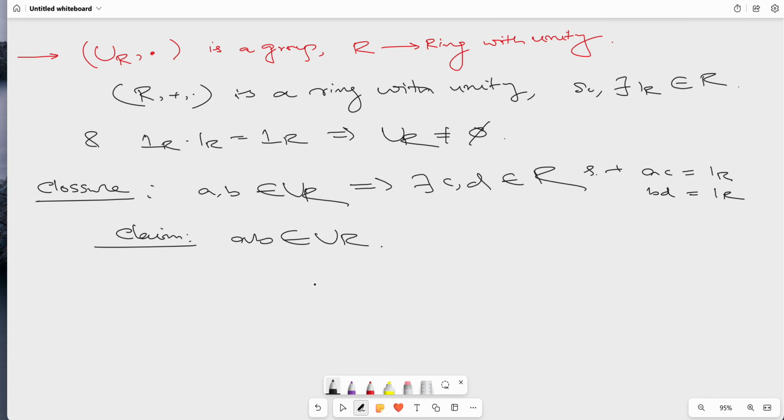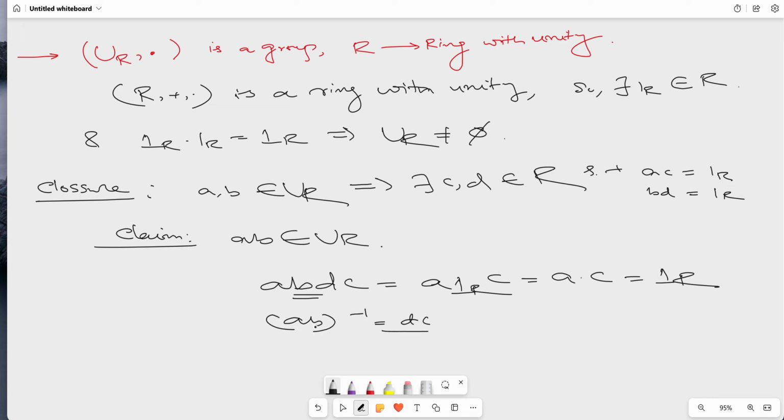So how do you show ab is a unit? Consider (ab)(dc). What you have is a(bd)c, and bd is 1_R, so this is a · 1_R · c, which is actually ac, and ac is 1_R. That's it, right? So for ab there is dc, so the inverse of ab is actually dc. For ab there exists dc, which implies that ab is also a unit, so ab is inside.